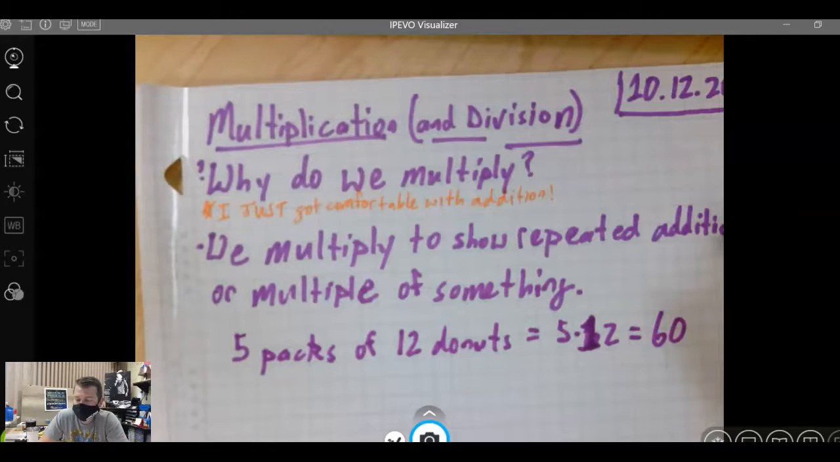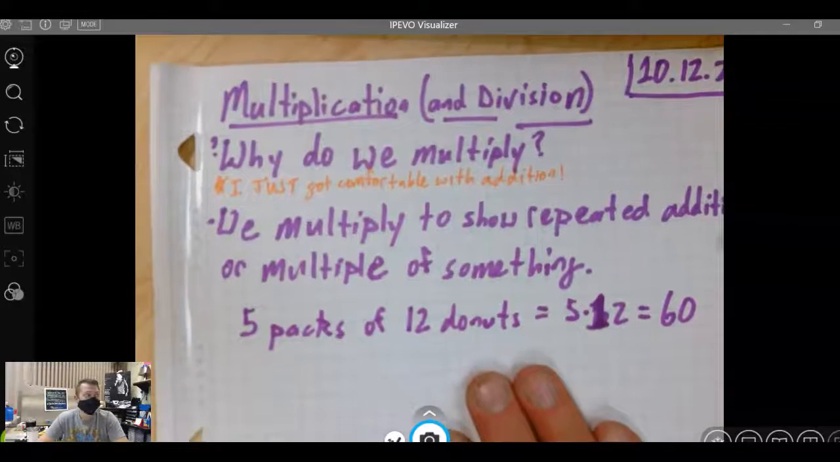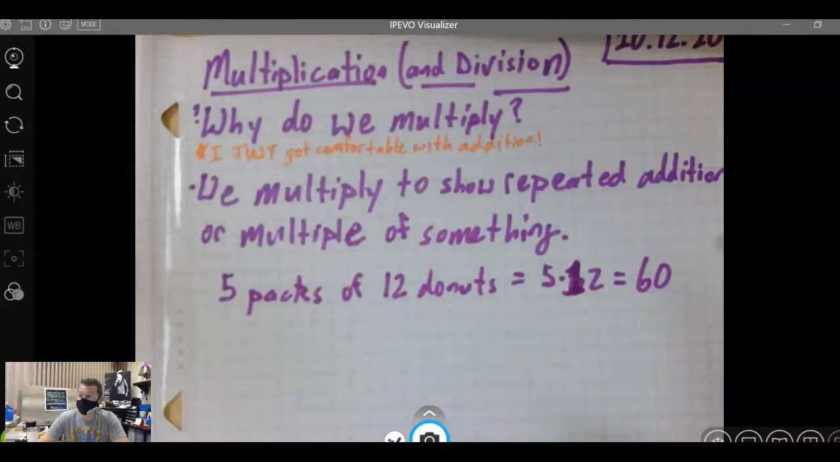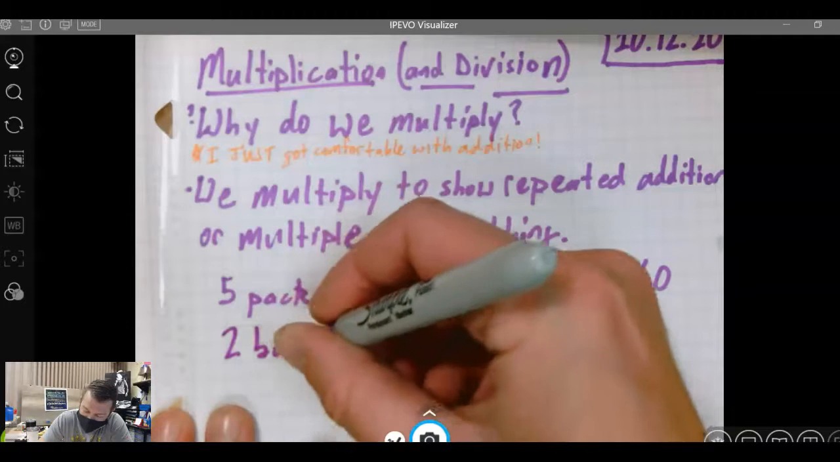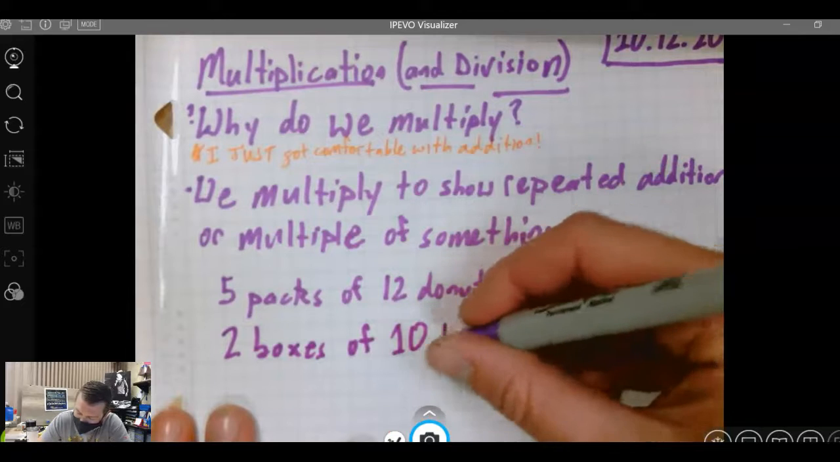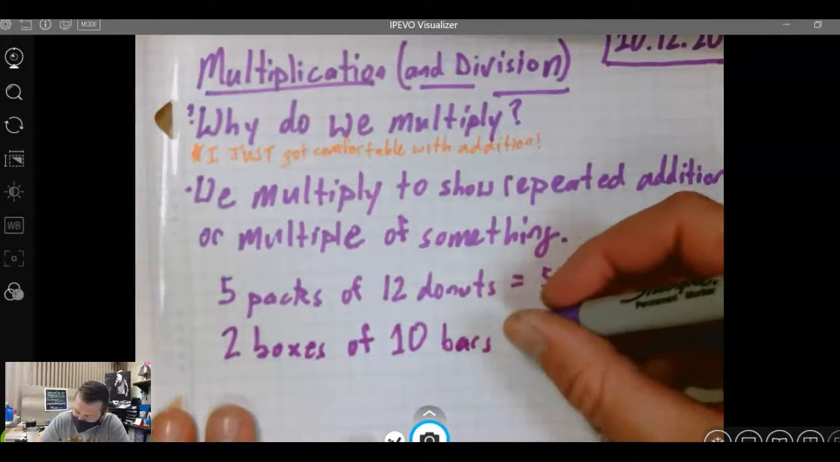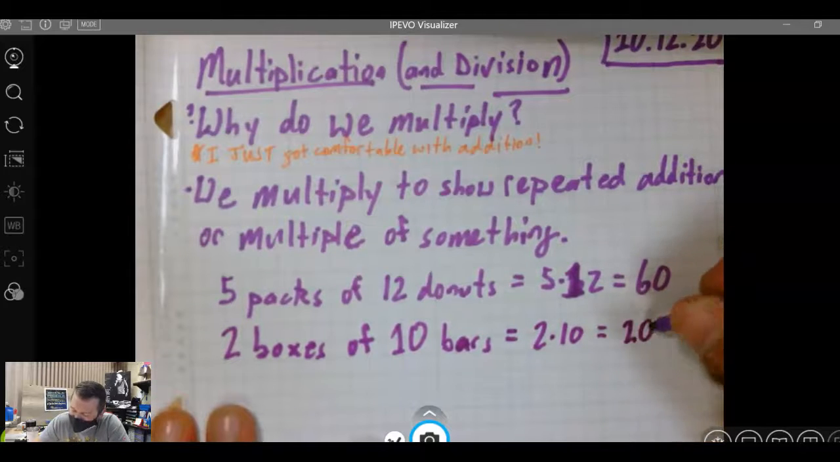So think in your mind for a second where we use multiplication in the real world. Might be like packs of colored pencils. Might be food. I'm always thinking about food. Really hungry this morning. I could go for a donut. Natalie? Yeah, 2 boxes of 10. I'm going to skip the word granola because I'm just going to save some paper. So that'd be 2 times 10. So that's 20 granola bars.